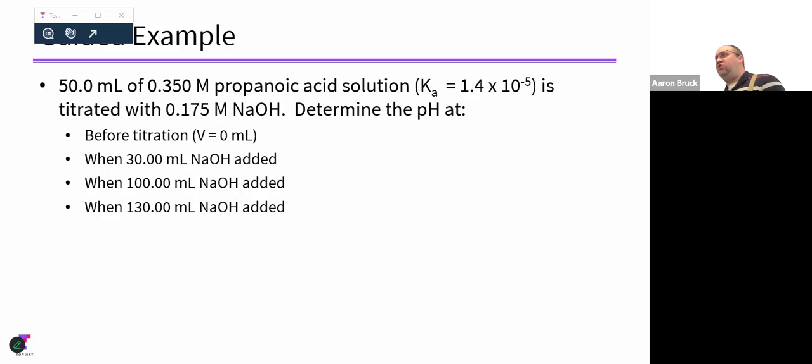Now, intuitively, why am I giving you these four conditions? Well, these four conditions represent each of the four zones. So we're going to do an example calculation here of how to calculate each one of the four zones of a titration.